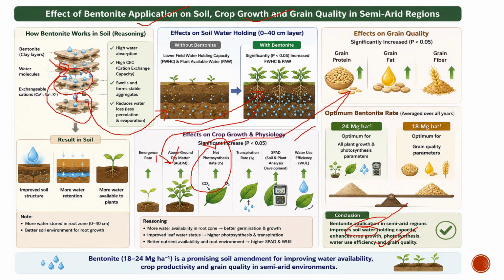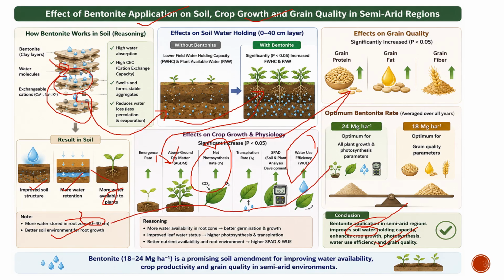And water use efficiency, why is it higher? Because it is able to save more water with the given amount of water. Improved soil structure and improved water retention mean more available water to the plant, up to 40 centimeters. So this is a congenial soil environment for microbes and for better root growth, making the crops yield better.